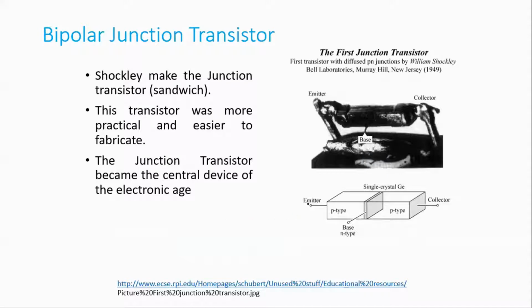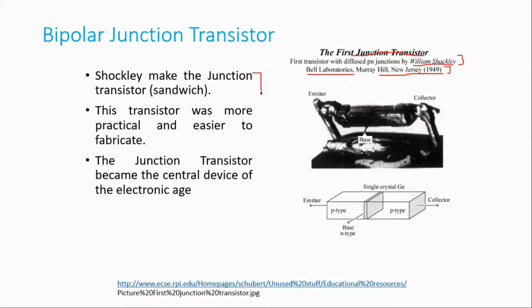So the one transistor in 1947 is the contact transistor. This is your junction transistor. It was invented in 1949 at Bell Laboratories. This is one of the best laboratories as far as resources are concerned. And the first transistor with diffused PN junctions was by William Shockley. So he is the inventor of this particular transistor.